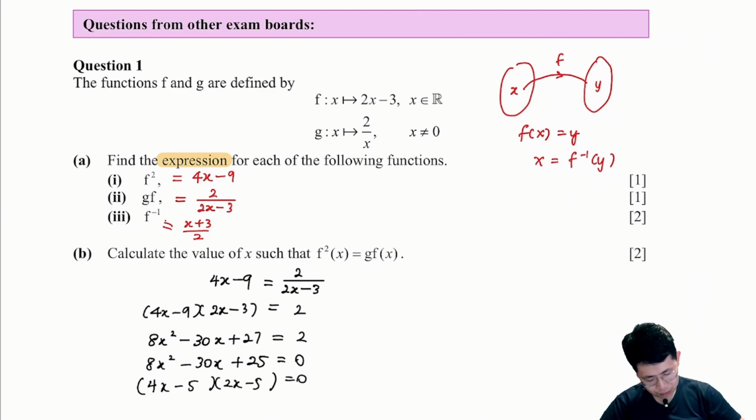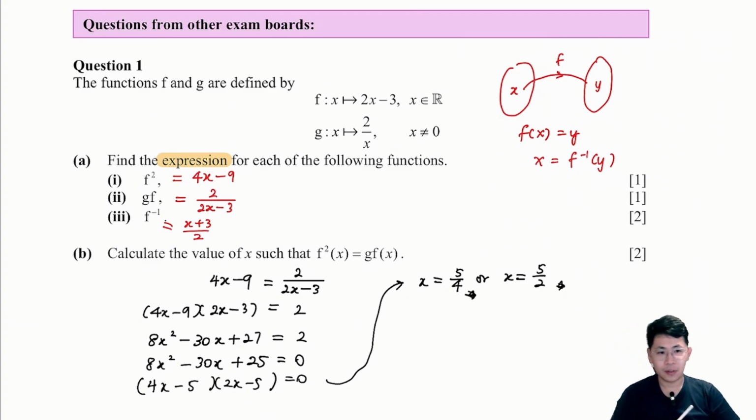So from here, x will be equal to 5 over 4, or x will be equal to 5 over 2. And we'll double check that since x is non-zero, we can actually input this in f and it will be safely input into g as well.